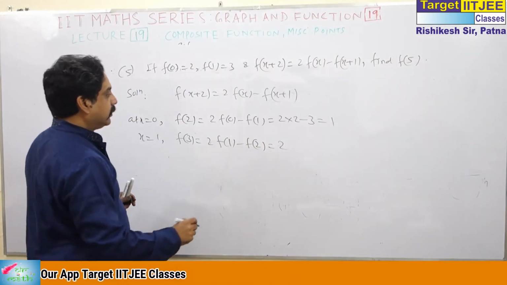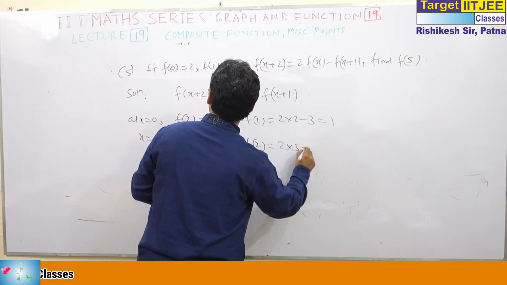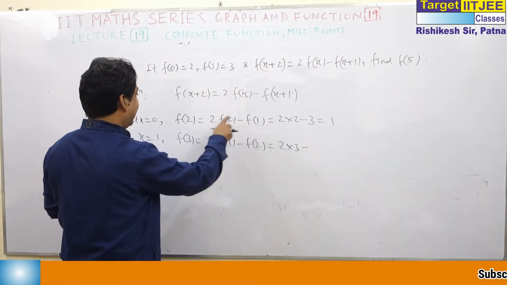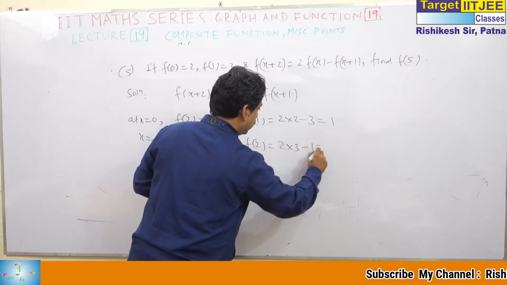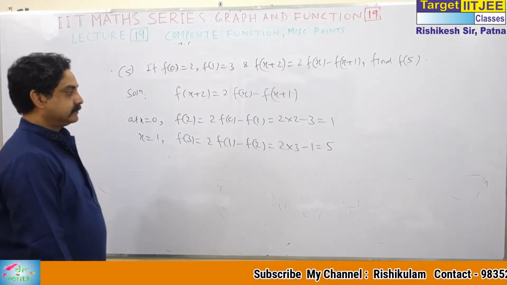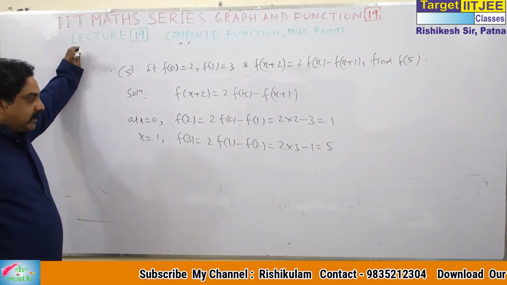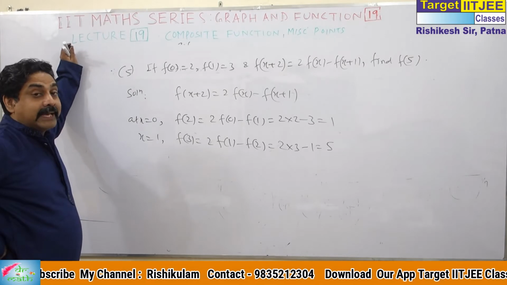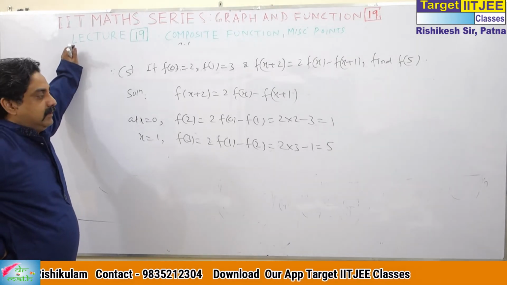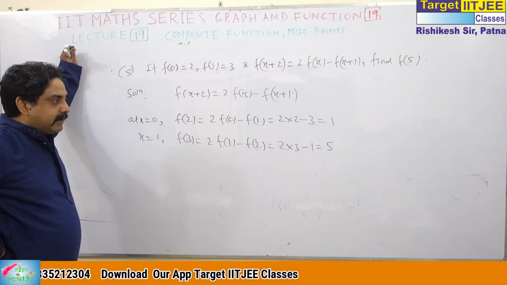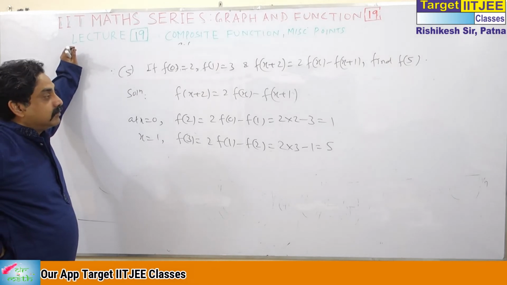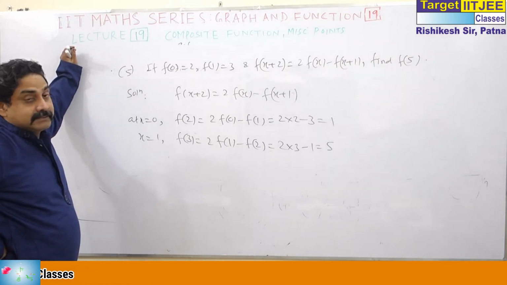What is f1? 2 into 3 minus what is f2? I have to find f2. This is actually 1. This is what? 5. We are not getting any pattern. Sometimes it happens. In 90-95% of questions you get a pattern, but in some questions you won't get any pattern.